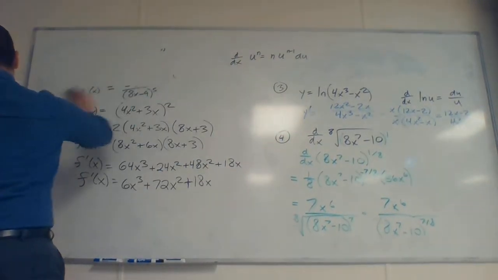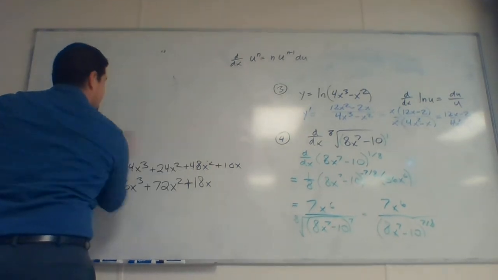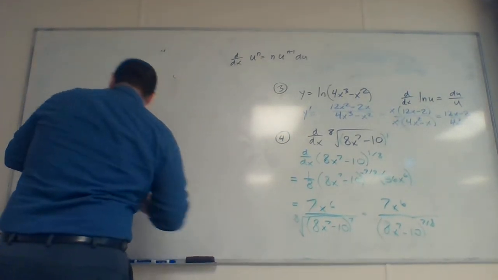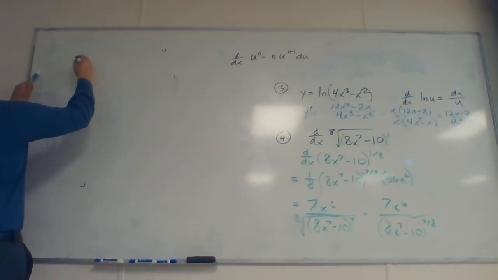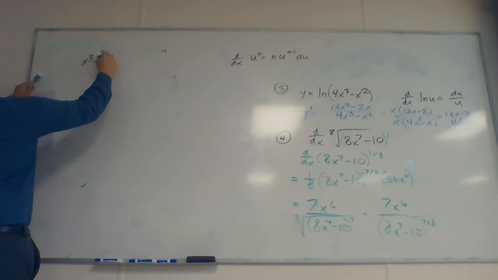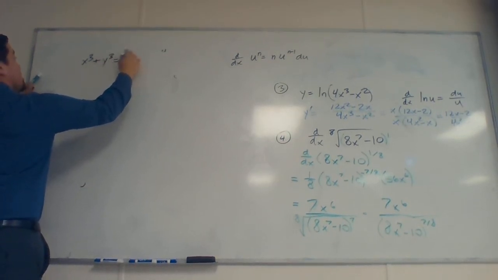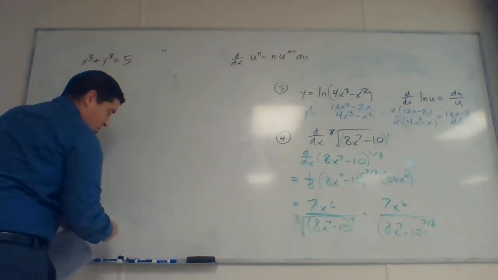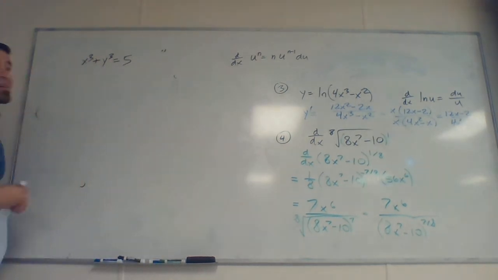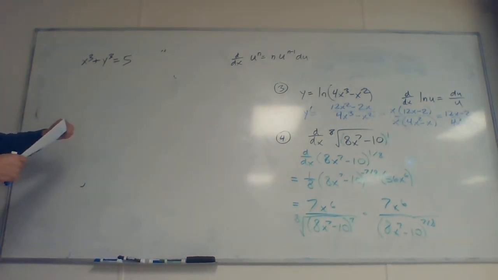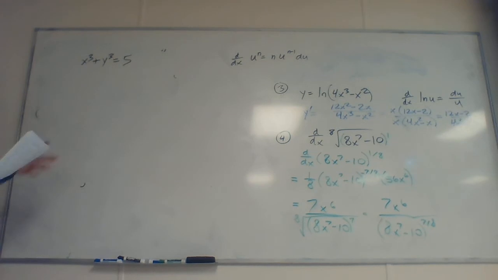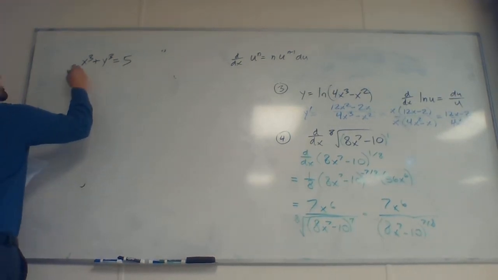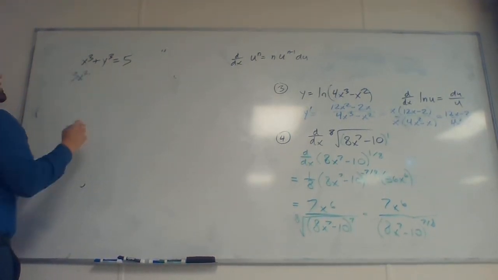Let's look at number 5, implicit differentiation. So with this one, you're gonna take x cubed plus y cubed equals 5, but we're gonna take it term by term with respect to x. So meaning what's the derivative of x cubed? With respect to x, it's just gonna be 3x squared.